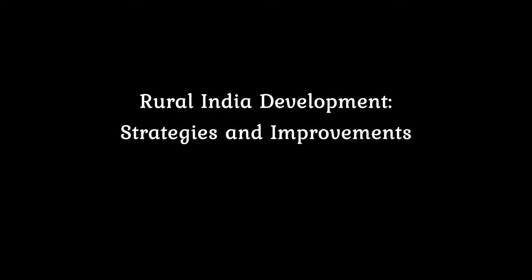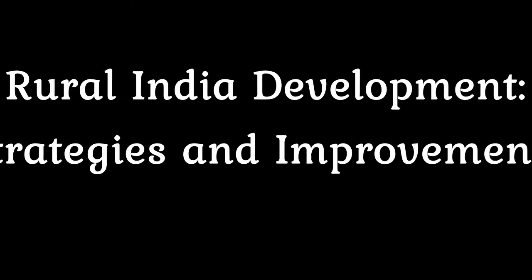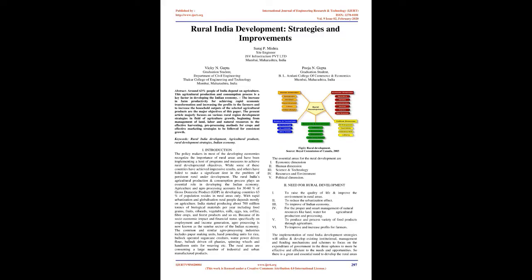Rural India Development, Strategies and Improvements. Abstract. Around 63% of the people of India depend on agriculture. This agricultural production and consumption process is a key factor in developing the Indian economy.